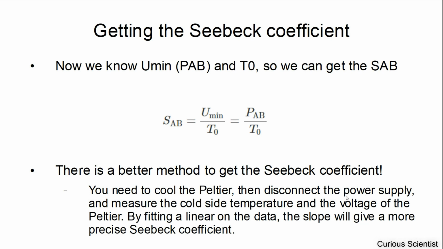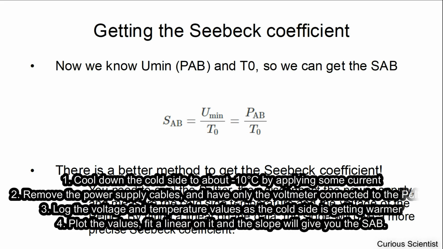So you have the power supply connected to your Peltier, and then you cool down the cold side to roughly, let's say, minus 10, minus 15 degrees Celsius. And then you disconnect your power supply from the Peltier. So the only thing that is connected to your Peltier device is now a voltmeter. So you start to measure the voltage at the moment when you disconnect your power supply from the Peltier device. And at the same time, you also start to measure the temperature of the cold side. And you log this data for quite a while, let's say, until the cold side reaches nearly the room temperature or the temperature of your hot side, because if your hot side is below room temperature, then of course you just go until that value.